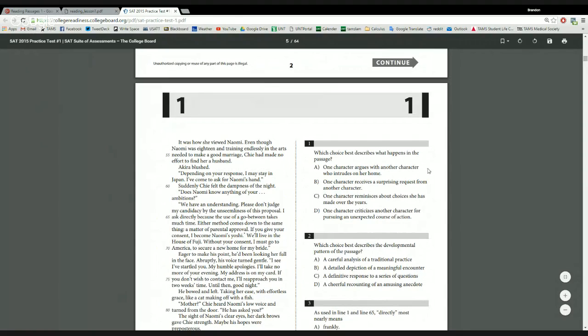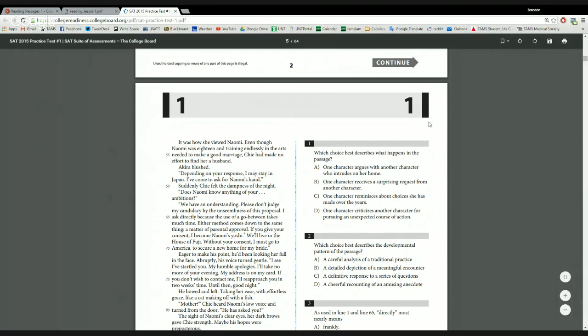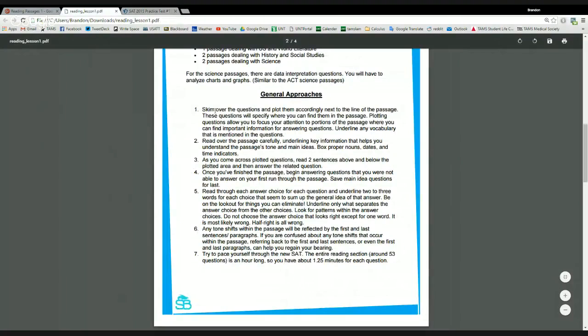So anytime you go through the passage, you can quickly skim through it and see which lines you want to look at specifically relating to the questions asked. So that's a quick example of our first tip here.